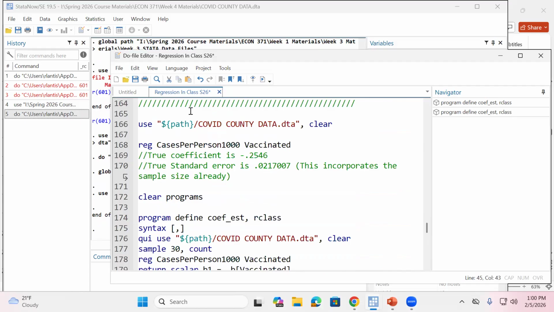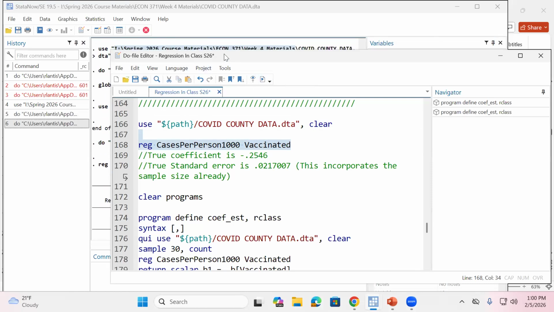I would not expect you to do something like this, but once again, I will sometimes show you the power of Stata and try to prove some things that I'm telling you with some actual data. Okay. So I'm going to use that COVID county data, which I already opened up, and I'm going to run this regression where I try to predict the number of cases per 1,000 people with the percent of the county that was vaccinated. This is an example we looked at last class.